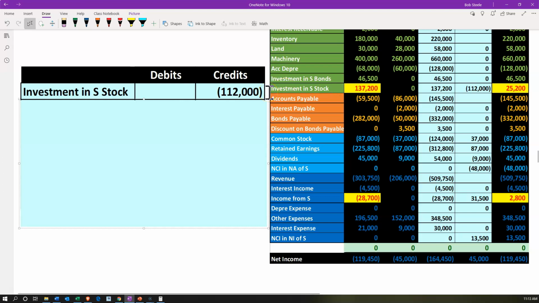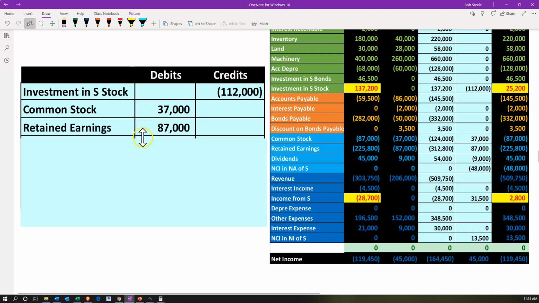We'll get back to the number in a second, but I'm just going to put that first, and then we're going to have the reduction of the equity section for S. So we've got the common stock on the books here at a credit. We will debit it to remove it. Same kind of activity. Here's P's amount. Here's S's amount. Here's the total, 124,000. Then we're posting this amount, the 37,000 here.